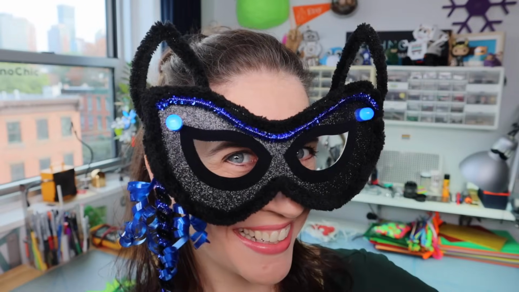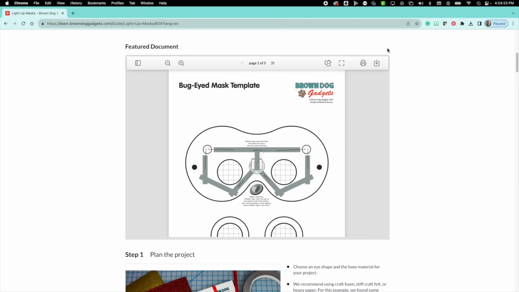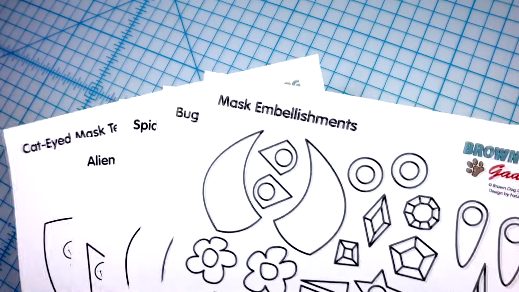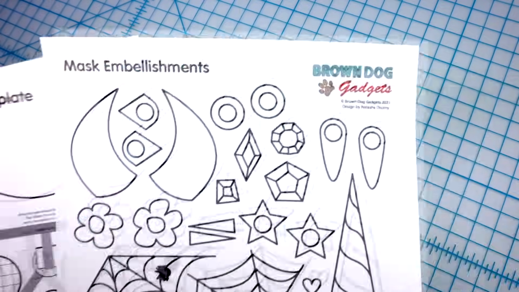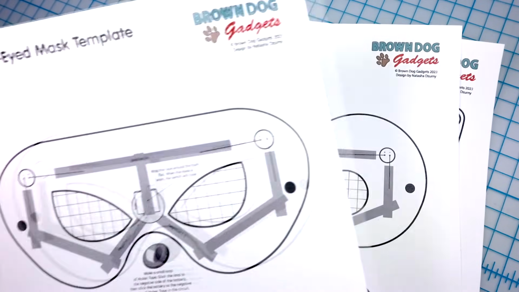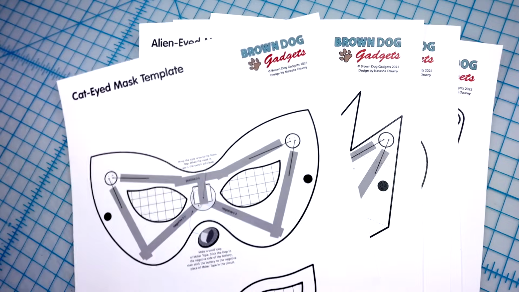Hi, I'm Natasha. In this project, we'll make light-up LED masks that turn on when you wear them. We'll start with a template that's free to download from Brown Dog Gadgets. There are four templates to choose from that make the base mask shape for you to build upon. Bug, spider, alien, and cat.